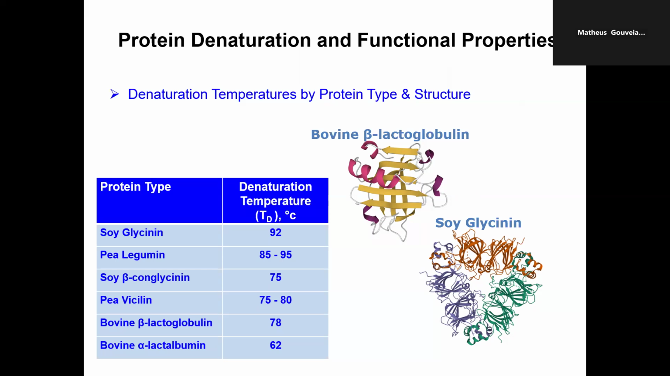Here is an illustration. Soy glycinin and pea legumin are both 11S. So they're both hexameric, quaternary structure, globulin proteins, but soy glycinin, through breeding over the years, has been made very consistent. Pea is still very valuable. You see soy always denatures at around 92 degrees. Pea legumin can be even 85, sometimes lower, 82, 83. It can go up to 95.